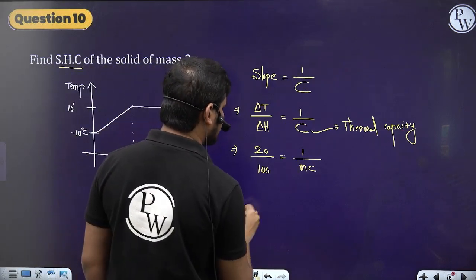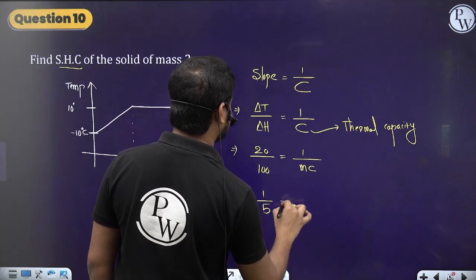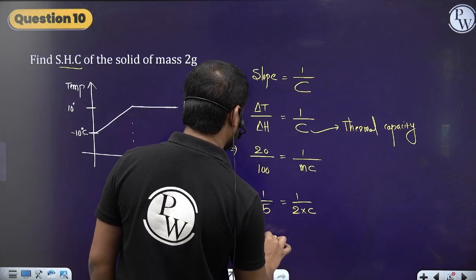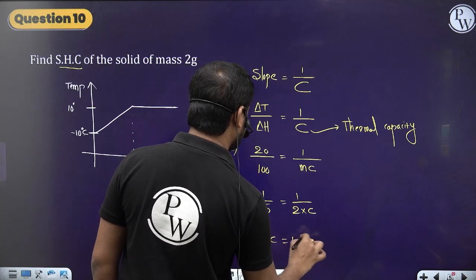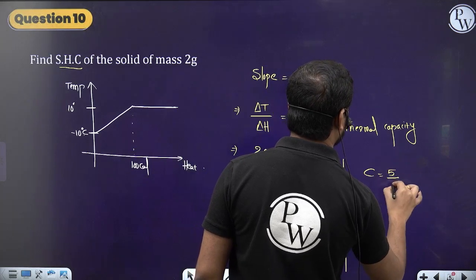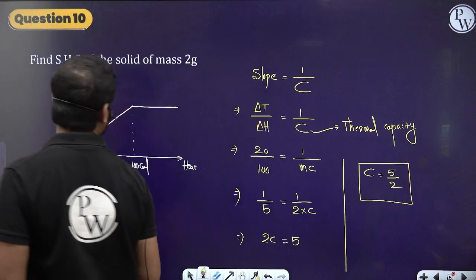Now, so we can write here, 20 by 100, which is 1 by 5, is equals to 1 by 2 into C. So from here, 2 into C is equals to 5. So here C will be equals to 5 by 2. So that's it. That's what we required. The C is equals to 5 by 2.